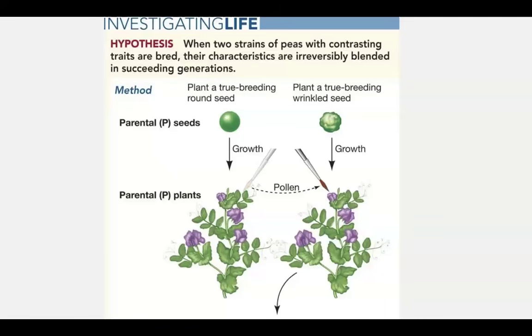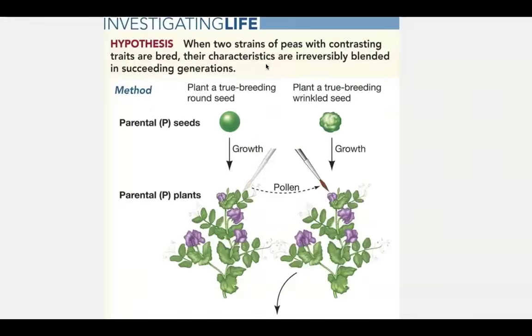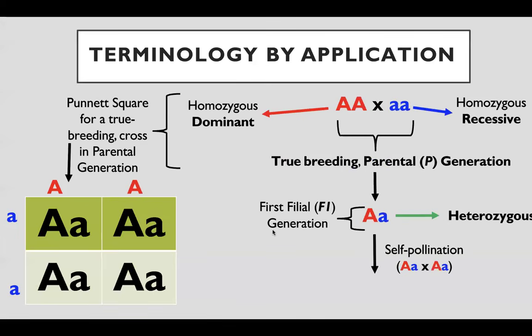Now we're going to talk about how monohybrid crosses, Mendel's crosses, came about. Mendel used peas, and he took peas with completely contrasting traits. He took a true breeding round seed, a seed that's homozygous dominant for that round trait. And then he took a true breeding wrinkled seed, a seed that's homozygous recessive for that wrinkled trait. After pollinating, he found that all the F1 generation produced children that are all round. However, as we mentioned previously, they are all heterozygous.